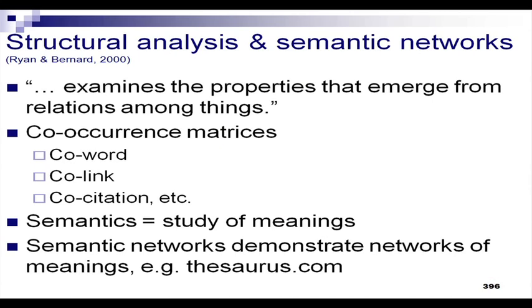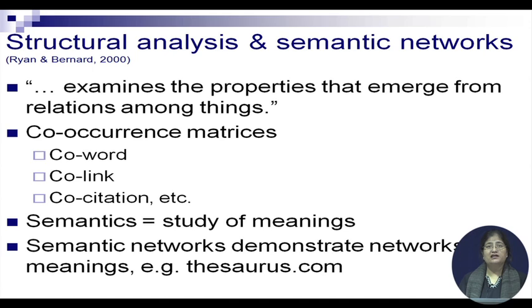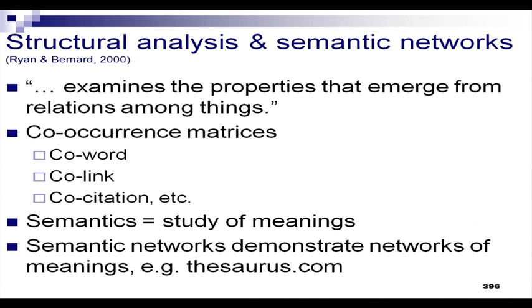Structural analysis and semantic networks. This technique examines the properties that emerge from relations among things. Co-occurrence matrices involve co-word, co-link, co-citation, etc. And semantics is the study of meanings. Semantic networks demonstrate networks of meanings. For example, thesaurus.com.